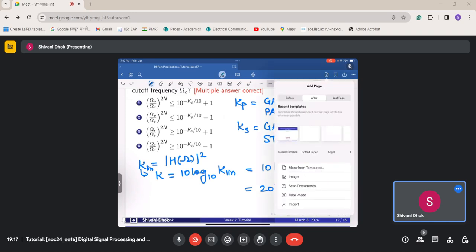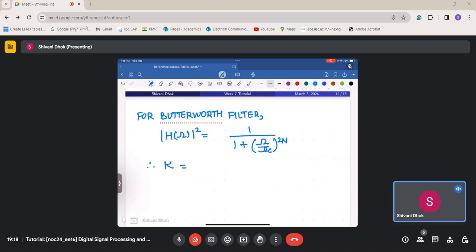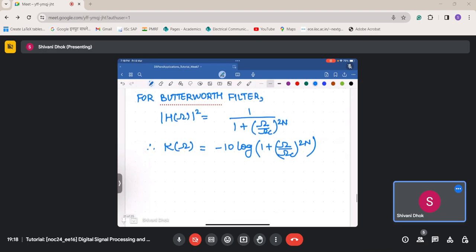Now for Butterworth filter, magnitude of H of omega squared is equal to 1 upon 1 plus omega by omega c to the power 2n. So therefore K of omega will be equal to minus 10 log of 1 plus omega by omega c to the power 2n, to the base 10.